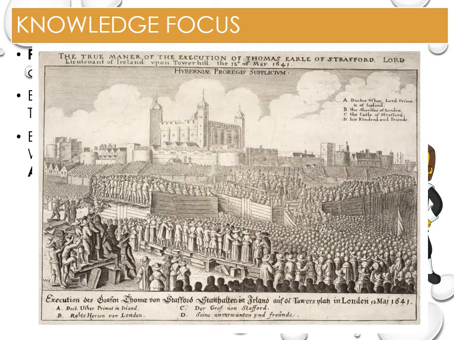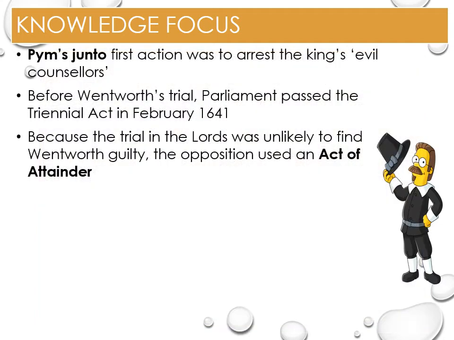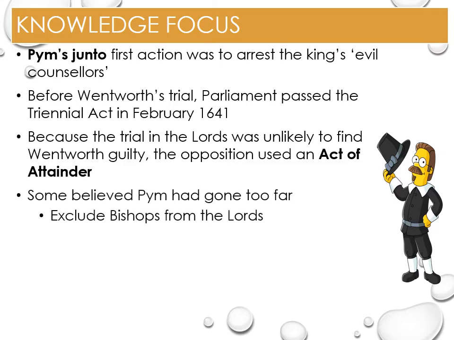Wentworth's execution in May 1641 was well attended on Tower Hill. However, some believed Pym had gone too far, and this belief was strengthened when, led by Pym, Parliament excluded bishops from the House of Lords.